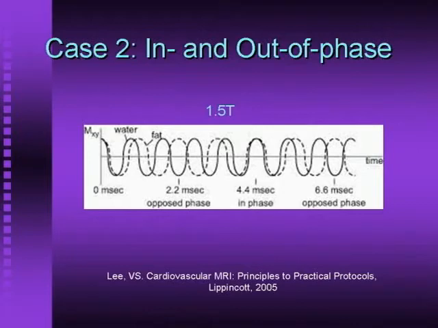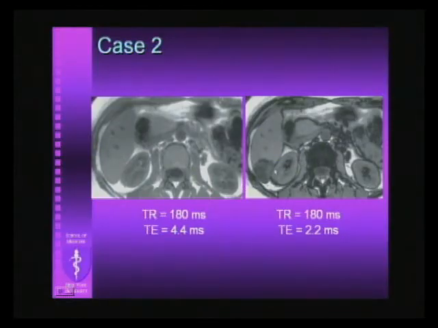And that means any voxel that contains a relatively equal amount of fat and water will lose signal because the fat and water will cancel out. By 4.4 milliseconds, the fat and water are in phase again, so the signal is additive, and then it's out of phase again at 6.6 milliseconds. So any voxel that has an equal amount of fat and water will lose signal on the opposed phase acquisitions, and that's why we see this India ink artifact around tissues that are surrounded by fat, and also indicates that there is fat in this liver lesion.